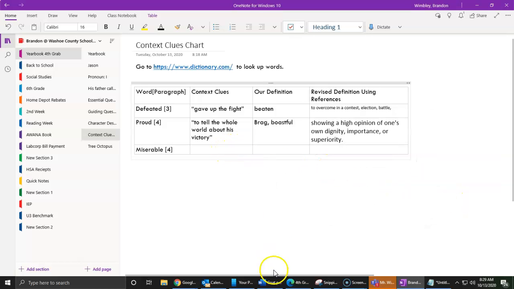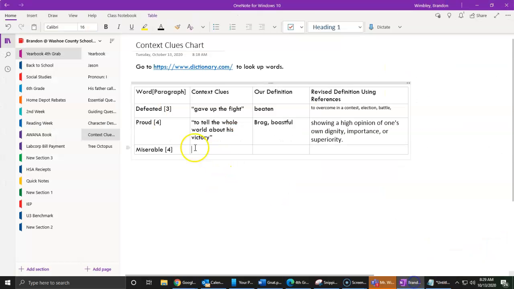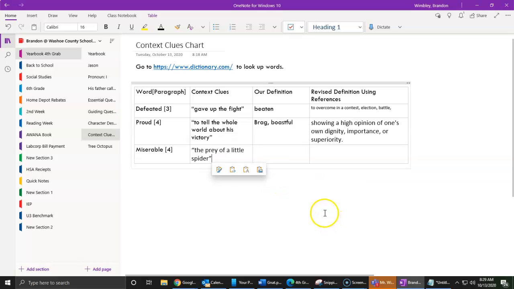And now we're going to go on to our last one, which is miserable. So looking down here, I see miserable at the very end. Ooh, look at that nice circle. And there, he had defeated the king of beasts. He came to a miserable end, the prey of a little spider. So my context clues, what's telling me what is going on with miserable is prey of a little spider. So something happened when he met this spider. We can probably guess what it is. So I'm going to put in my context clues, prey of a little spider.